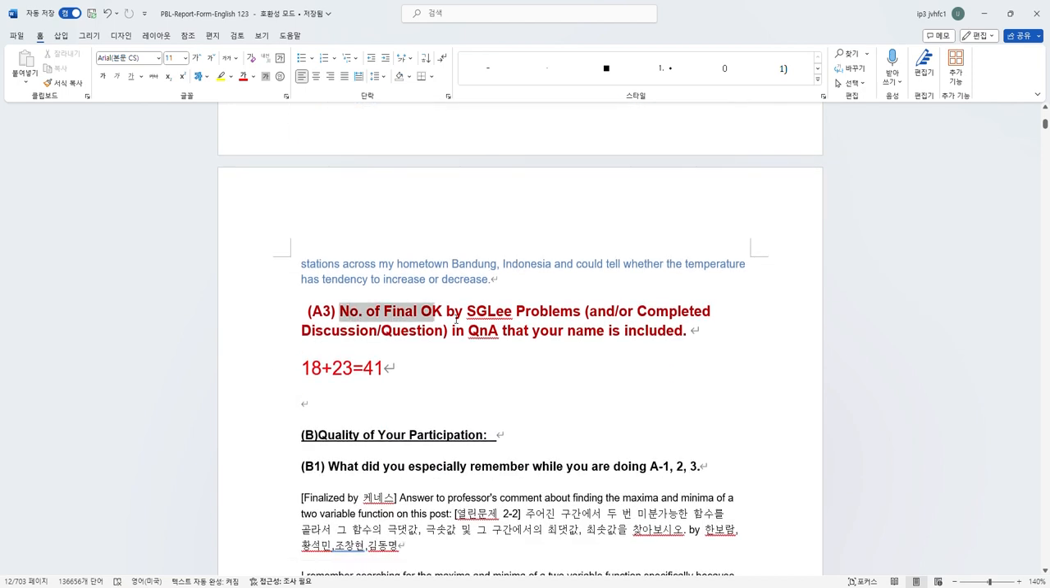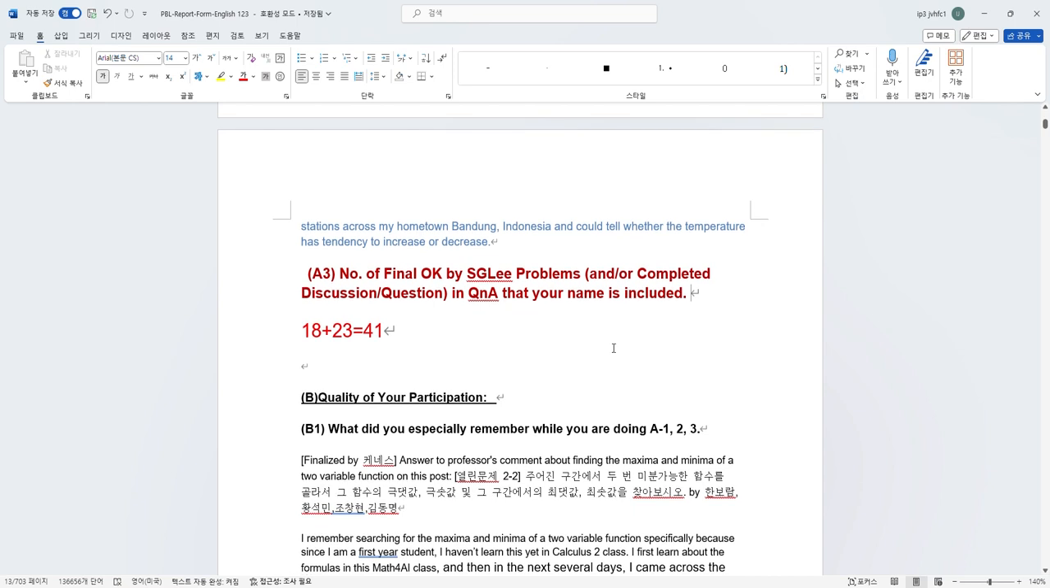So the number of Q&A problems that I see on the online board is 41 in total. The online board is 23, but the offline board is 18, so the total is 41.